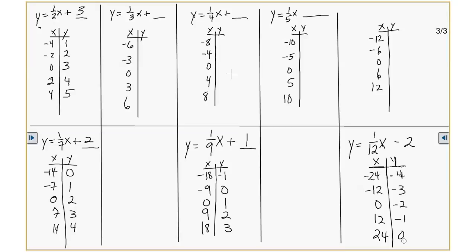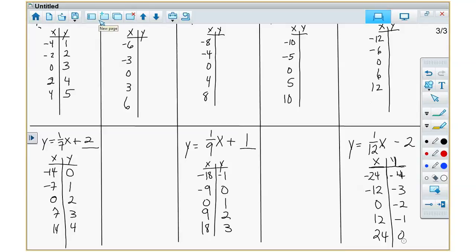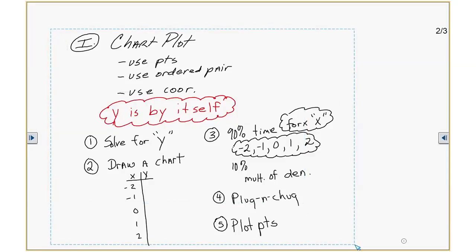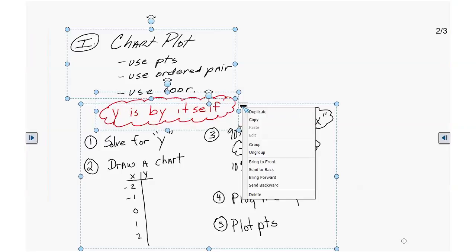Y'all got it written down. I'm going to go back to the previous screen. Now I'm going to make this small. We're going to do a couple more problems, examples.